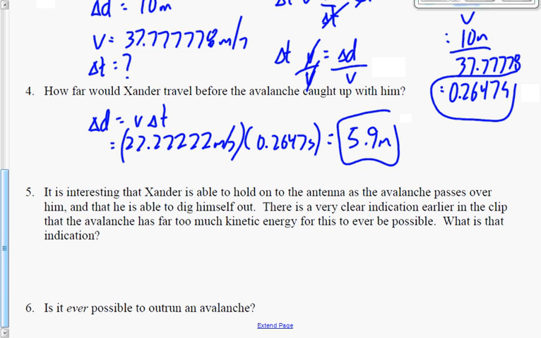Question 5, I like this question. I don't know how many of you caught this one. It's interesting that Xander is able to hold on to the antenna as the avalanche passes over him, and he's able to dig himself out. There's a very clear indication earlier in the clip that an avalanche has far too much kinetic energy for this to ever be possible. Did anybody catch what that indication was?